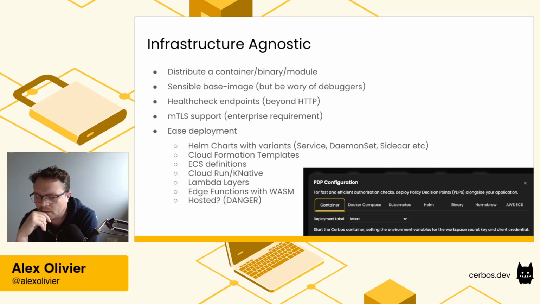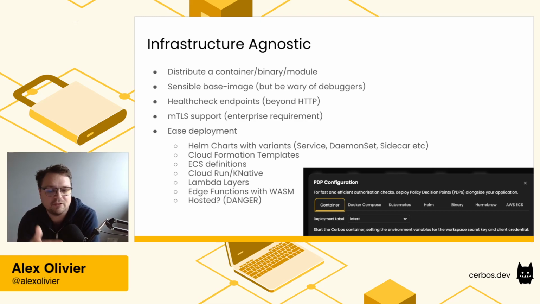Then when it comes to deployments, I mentioned this already, Kubernetes obviously is a big one, but how can you make that easier? For Cerbos, where you want to have a service running inside of your cluster, we've done things like publish Helm charts, and there are variants of those for having a service or a daemon set or a sidecar, etc. So, how do you inject the container into the right point in the stack?